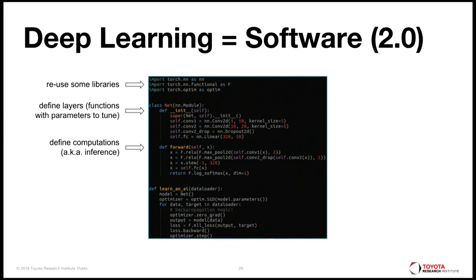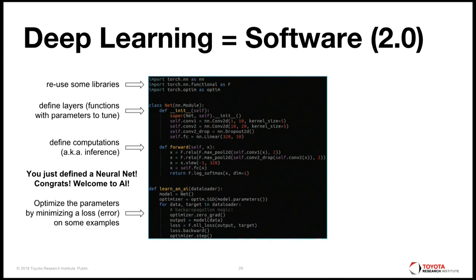So this is, by the way, called inference, right? That forward pass is the inference that VS was talking about. And yeah, you just defined a neural net. Congrats. I think you deserve a round of applause. You are true hackers.